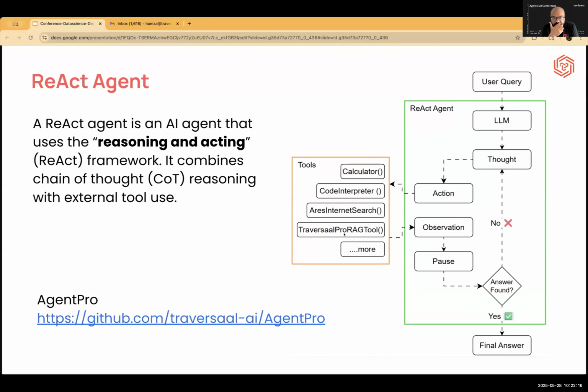What is a React agent? A React agent is an AI agent that uses the reasoning and acting, ReAct, framework with chain of thought to connect to different tools. So when you think about how to connect to different things, for example, somebody is saying, how can I create affiliate marketing automated with AI agents? What you have is basically an LLM in the center. The LLM in the center is connected to different tools.